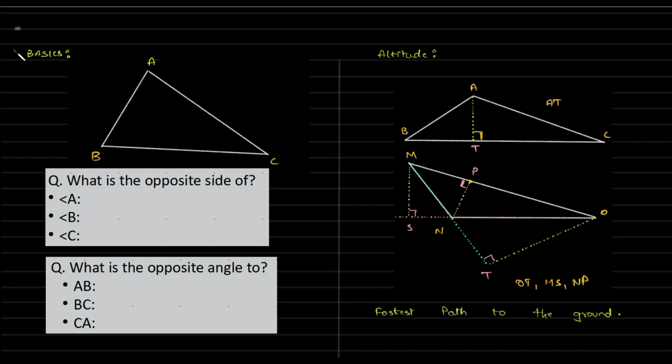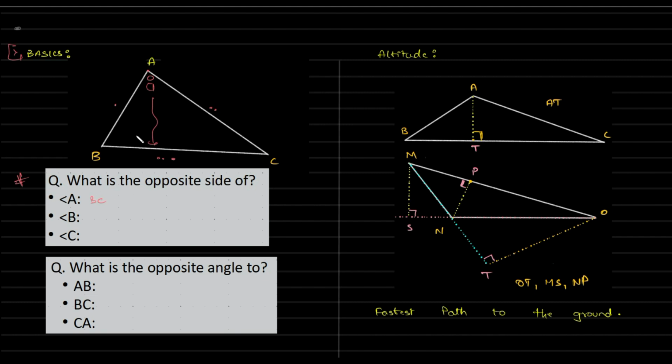Let's look at a few of the basic things when it comes to triangles. First, we'll begin with opposite side. If we happen to stand at angle A, what is the opposite side of angle A? So there are three sides, is it not? 1, 2 and the third one. So if we happen to stand at angle A, which is the opposite side? It's BC. Does it make sense?